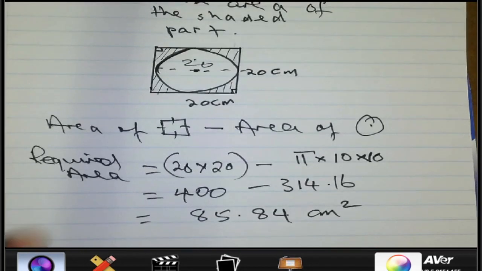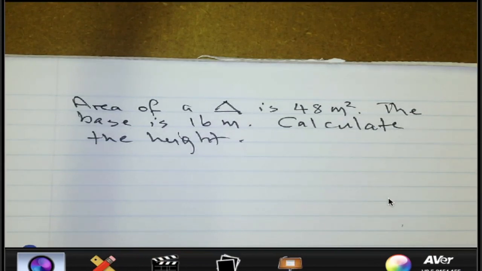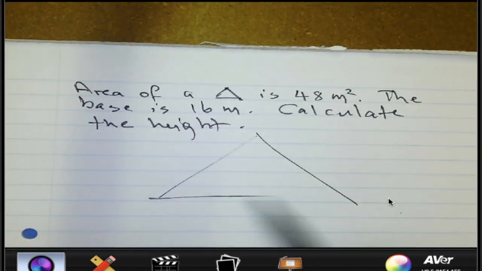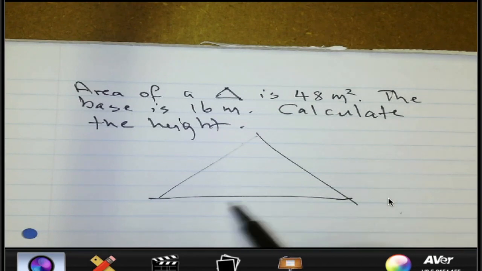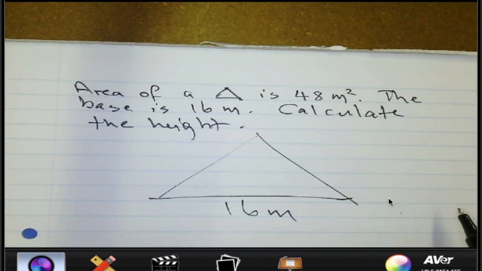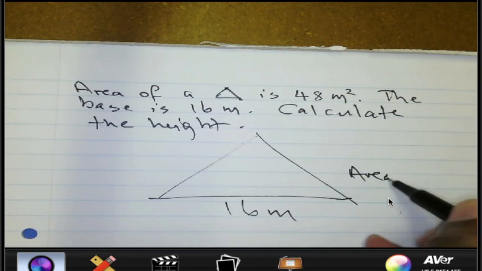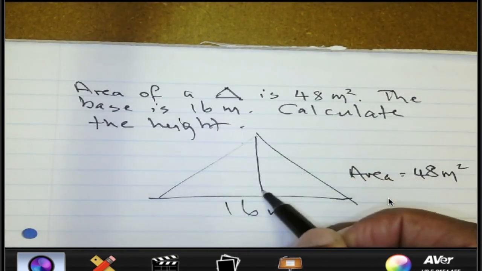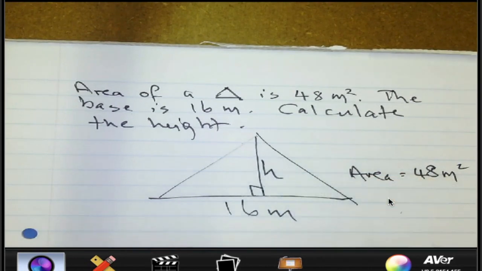Right, so we are told here that the area of a triangle is 48 square meters. And we are given that the base of that triangle is 16 meters, and we need to work out the height. If you want to draw a picture of that, this is what they're talking about. The base of the triangle is 16 meters, and the area is equal to 48 square meters, and we are looking for the height. The height is not given, and we need to find the height.